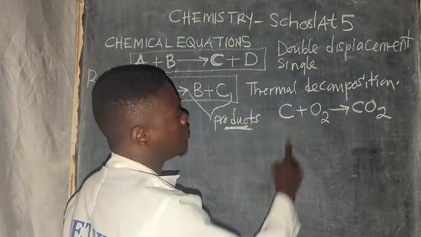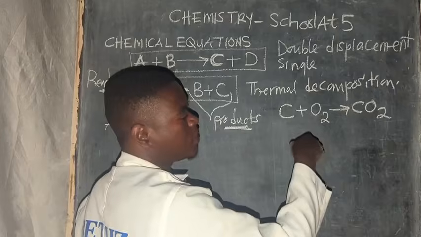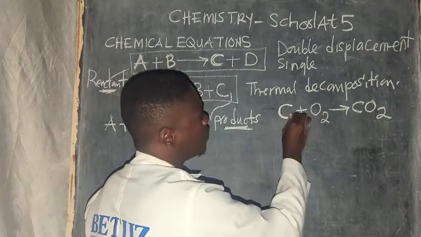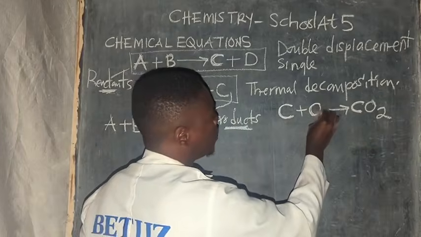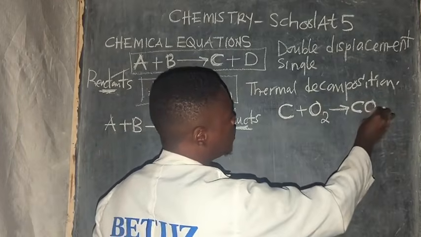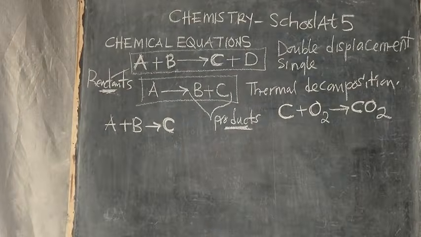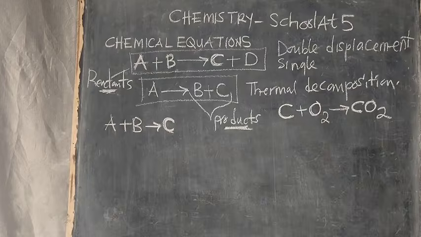This equation is not balanced. So is this equation balanced? Oh, it is balanced. You check. Carbon here, 1. Carbon there, how many? 1. Oxygen here, 2. Oxygen there, what? 2. So meaning that this type of equation is balanced. This is what you need to know. This is what you need to get and understand.